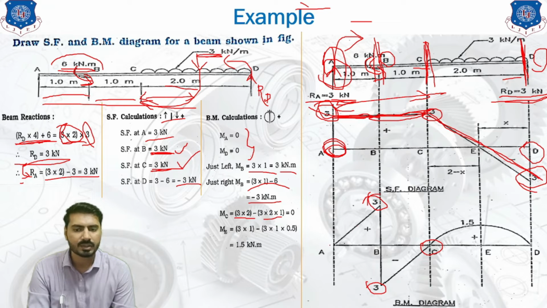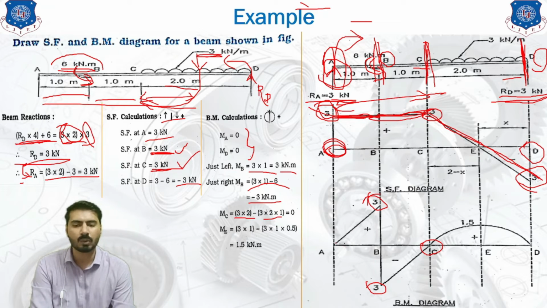Now we know that the bending moment diagram is always connected with an inclined line for the sections without UDL. Without UDL, you will see an inclined line like this. After that, we will move forward up to the point D. At point D, we are going to take the moment.